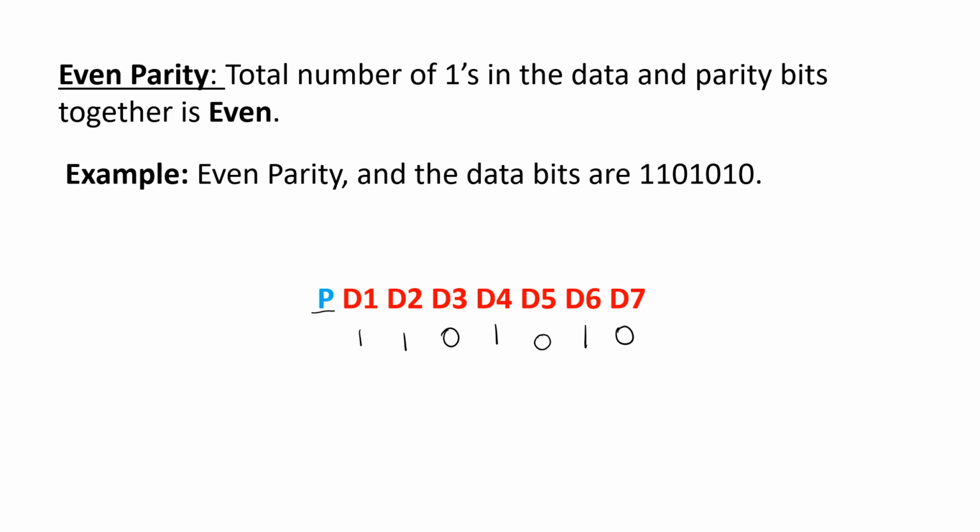Since it is an even parity, the total number of ones together with the parity bit and the data bits should be even. So here we have 1, 2, 3, 4 ones. The total number of ones should be even. Already we have 4 ones, so it is even. So the parity bit should be 0. So the total number of ones in the parity and the data bits will be even. So for 4 ones, it is an even parity. The parity bit for this example is 0.